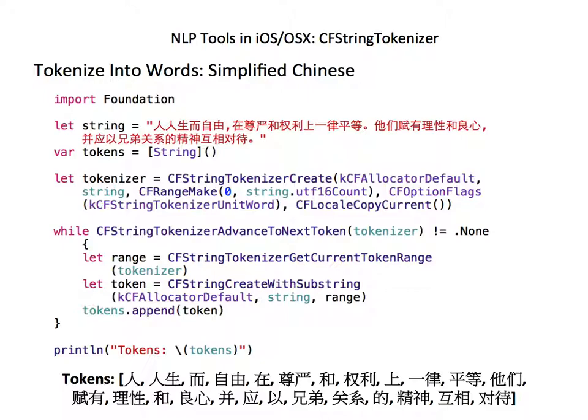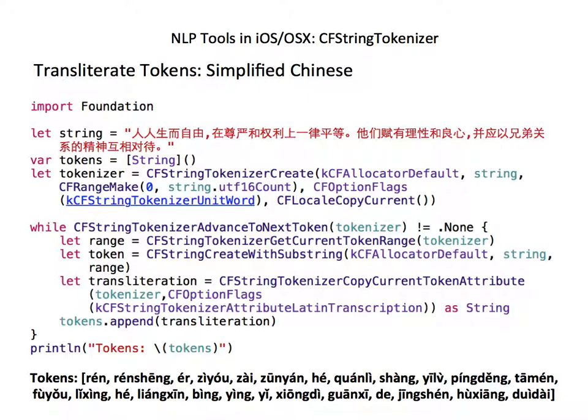So, while the next token is not none, meaning we have a valid token, we first get the range of the token with CFStringTokenizer getCurrentTokenRange. Then create a substring of our original string using that range, and finally add it to our array of tokens. After the loop has finished, we print the array to see the word tokens.